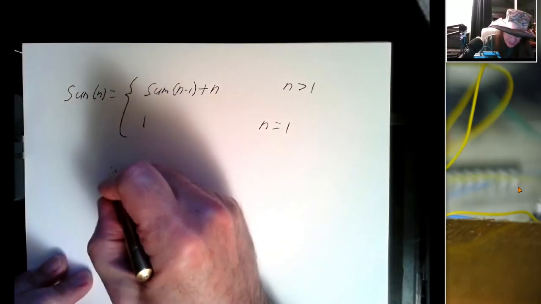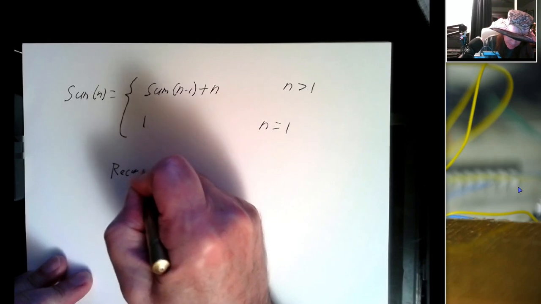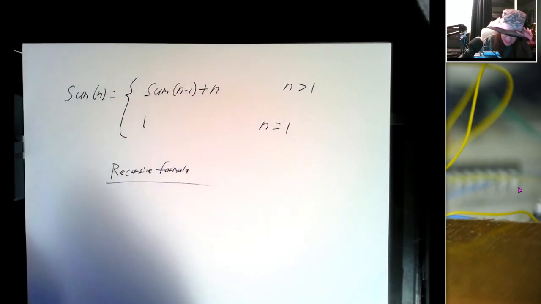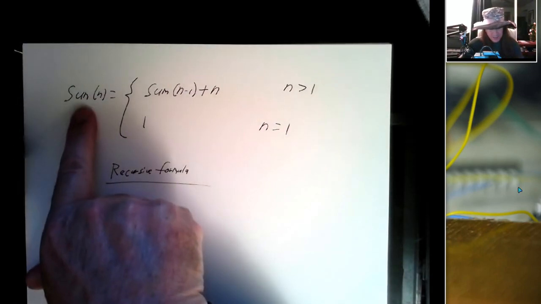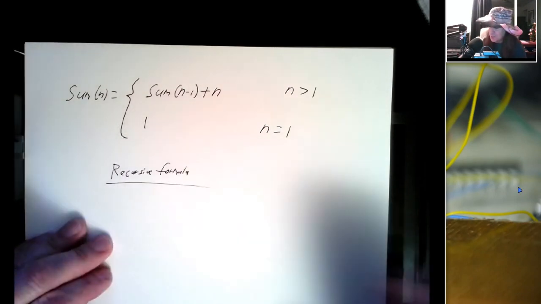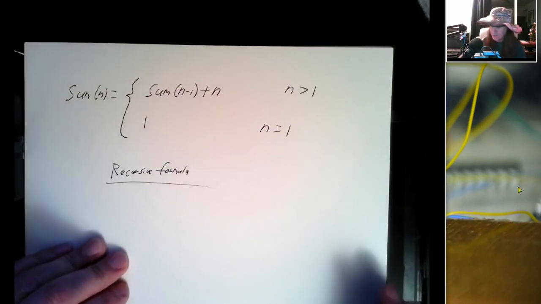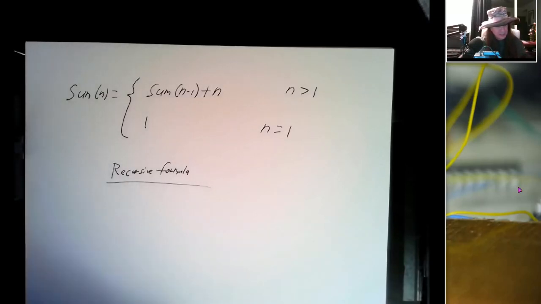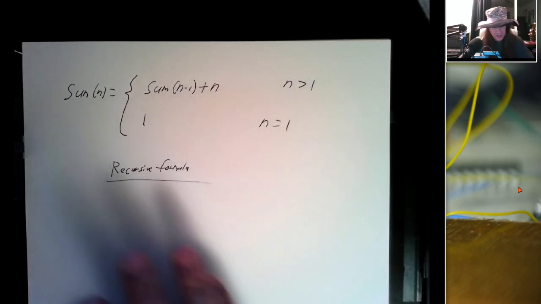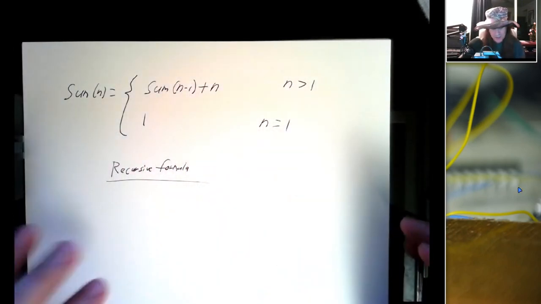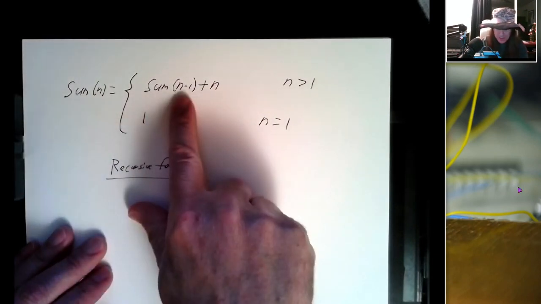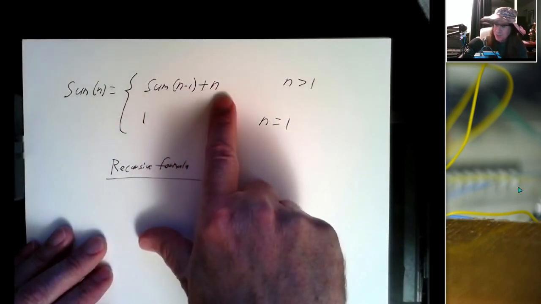So this is a recursive formula. And it's recursive because to evaluate sum of n, we need to evaluate sum of something other than n, some other number, n minus 1 in this case. But that's a perfectly fine thing to do. And logically, mathematically, this works great, right? What's the sum of the first 100 numbers? Well, it's the sum of the first 99 numbers plus 100.